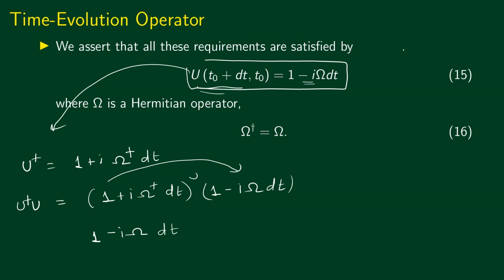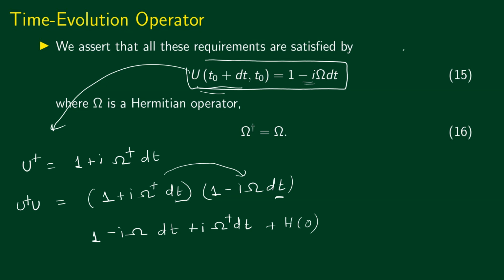Okay. Now let's take this term. i omega dagger dt multiplied by 1 is plus i omega dagger dt. Okay. And i omega dagger dt multiplied by minus i omega dt. So this term involves i multiplied by minus i, which is plus 1, omega dagger omega is omega squared, and dt multiplied by dt is dt squared. So we neglect the higher order terms. This term can be neglected. These are higher order terms. We are dealing only with infinitesimal quantities, or the first order quantities in infinitesimals.